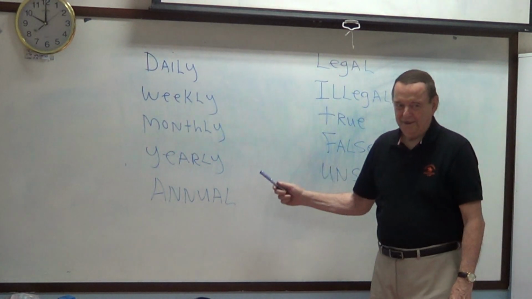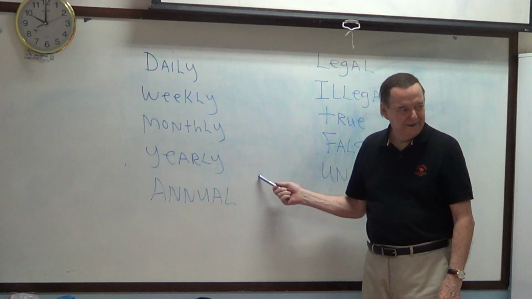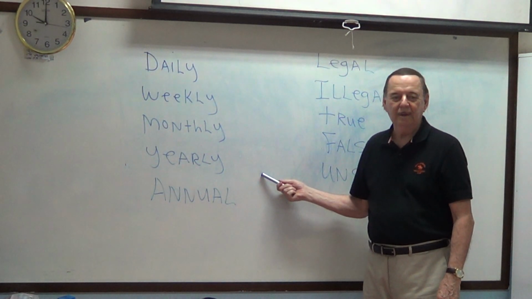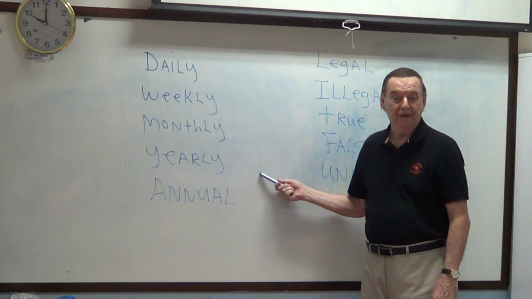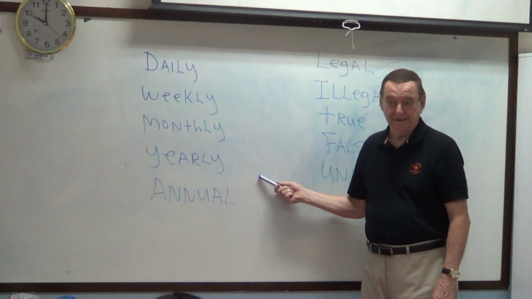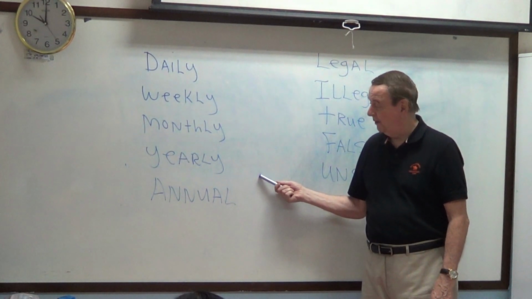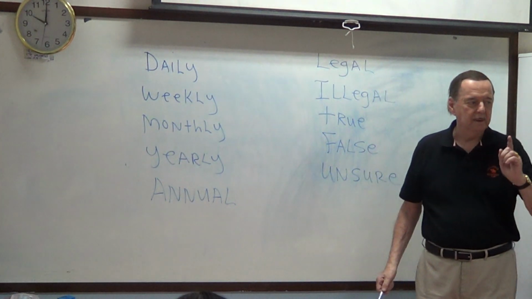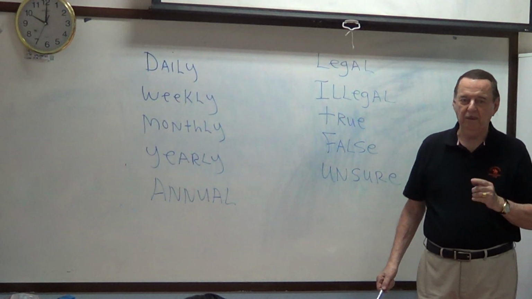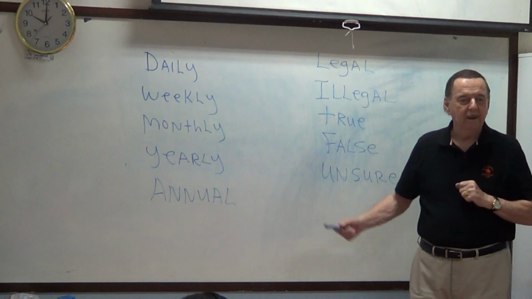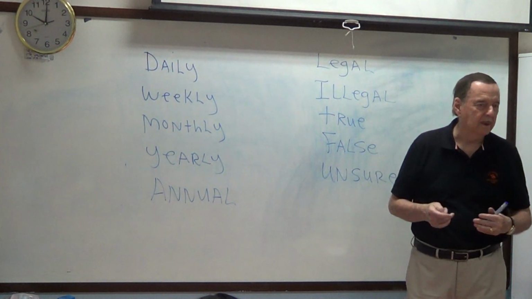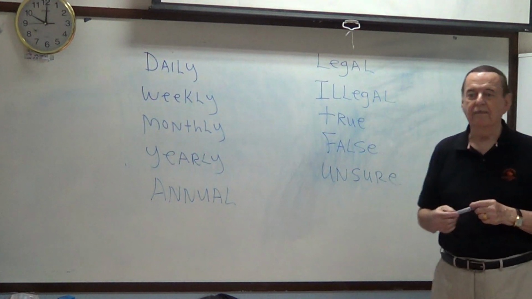Yearly. Okay, here it comes, the hard one. Yearly. Once a year. How often do you visit Thailand? Yearly. Once a year. Annual. Every year. It is an annual event. Every year on the 3rd of October, this event occurs. It is an annual event. Once every year. Boom.